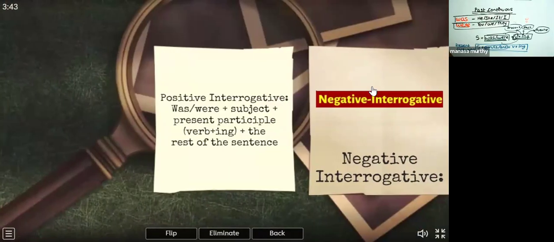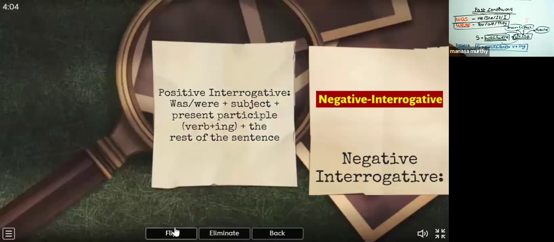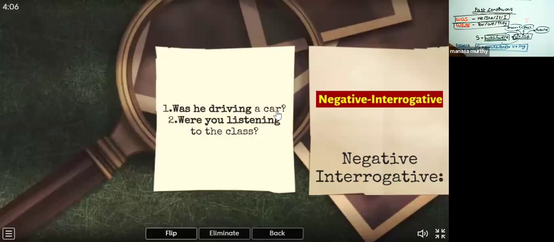If at all it is in the form of a question, what happens? Was or were appears in the beginning of the sentence. Then comes the subject. Then we add verb plus ing. Was or were plus subject, present participle form of the verb. Was she listening to the class? Were they going to the market? Was he driving a car? Were you listening to the class?